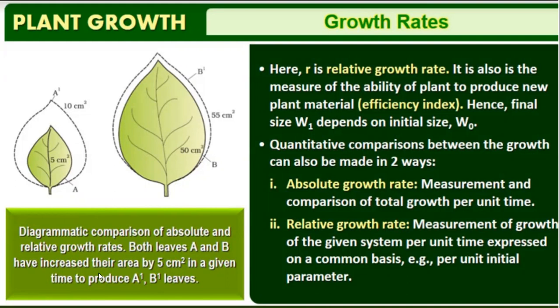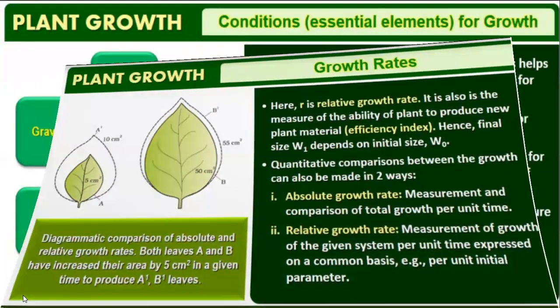Both leaf A and B have increased their area by 5 centimeters square in a time to produce leaf A' and B'. Is it clear? So that is the absolute growth curve or growth rate.